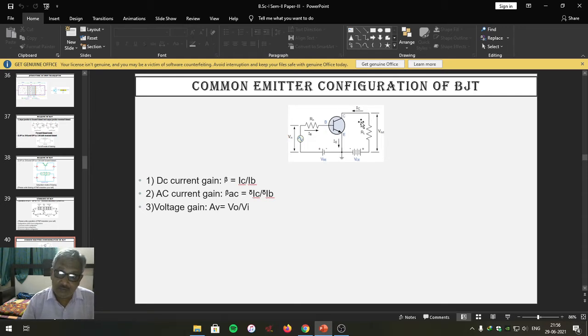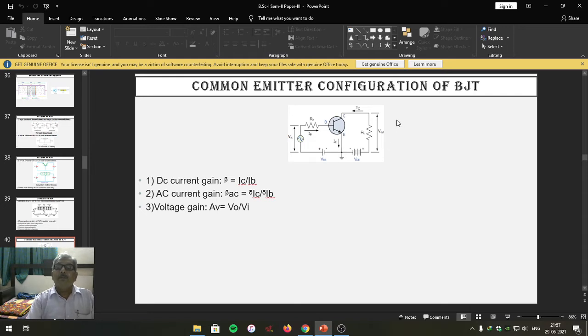Now, due to applying the input voltage to be amplified, a small change in base current produces large change in the collector current. This large change in the collector current passes through the load resistance. According to Ohm's law, it develops voltage across that load resistance. Hence, so produced the output voltage is large, greater than that of the input voltage. Thus, we can say we can get amplified output voltage across the load resistance RL.